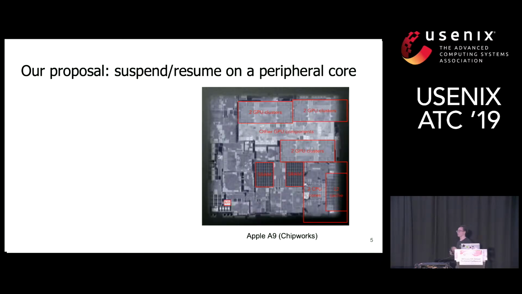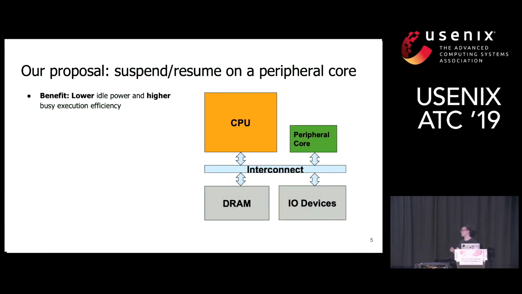What is a peripheral core, you may wonder? Just look at the die photo. You may easily notice that large areas are occupied by CPU and GPU. However, there's this little guy shown here, which is the peripheral core we're talking about. It is a microcontroller core, and it's much wimpier. However, it delivers lower idle power, though with higher busy execution energy.